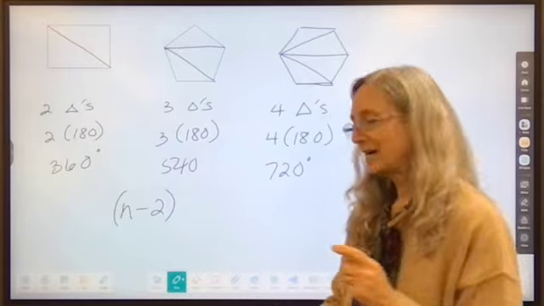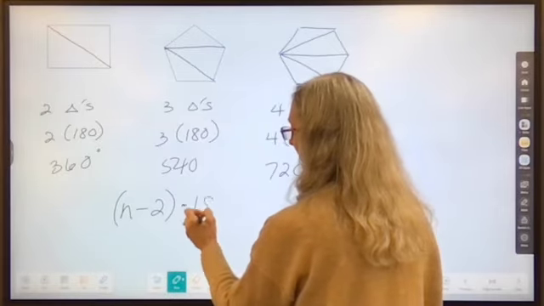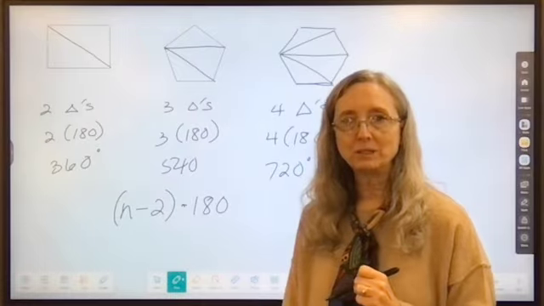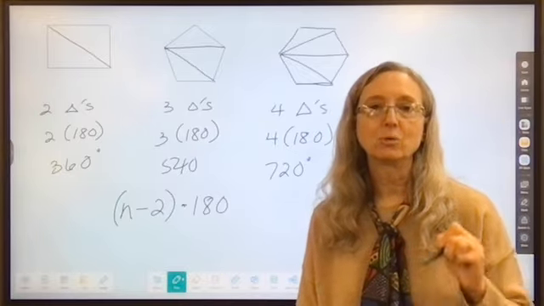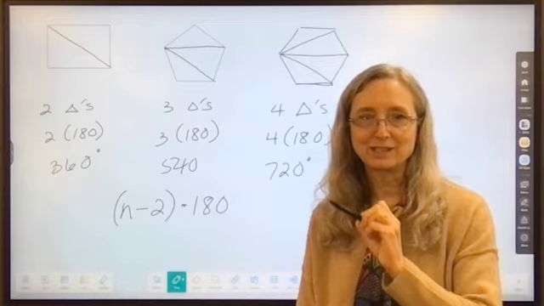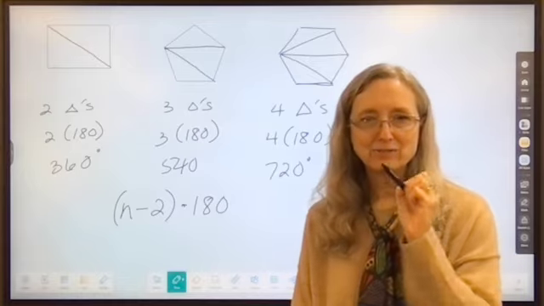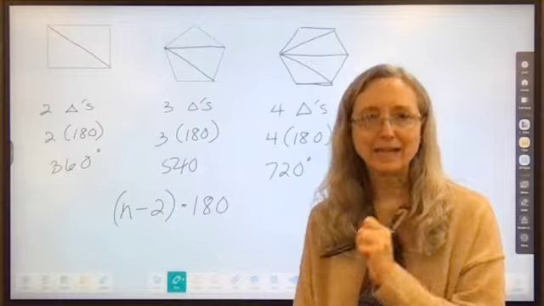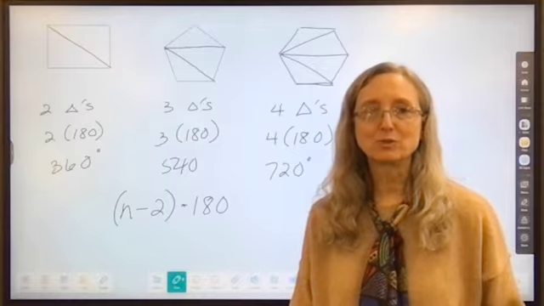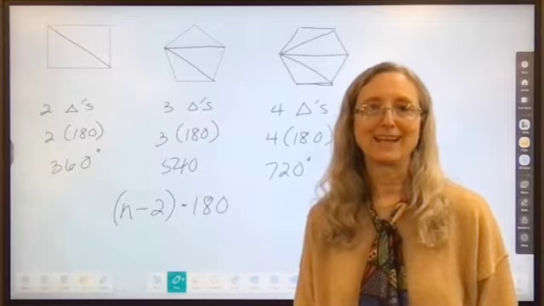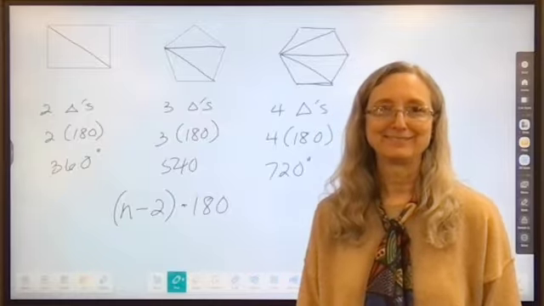So I'm going to multiply that times 180, and that will be what the interior angles of your polygon add up to every single time. Every single time. So reliable. It's because God made it, so of course it's reliable and we can count on it.